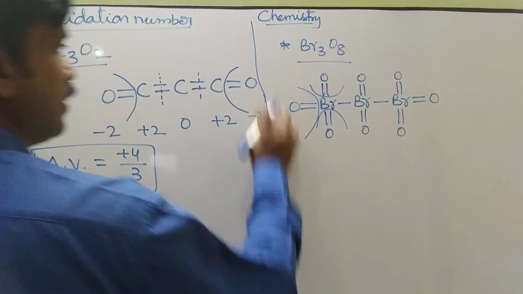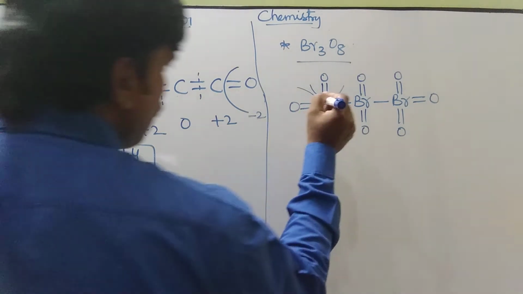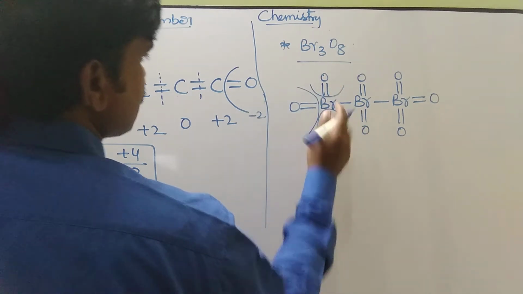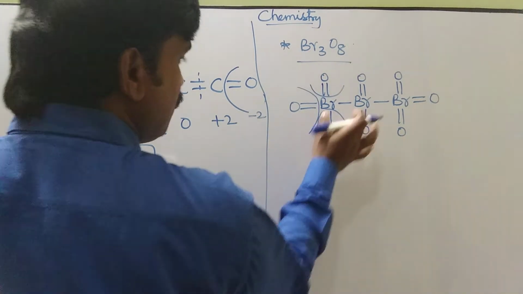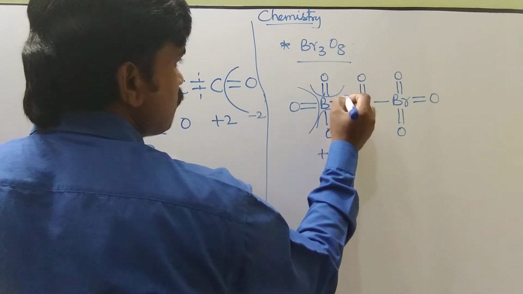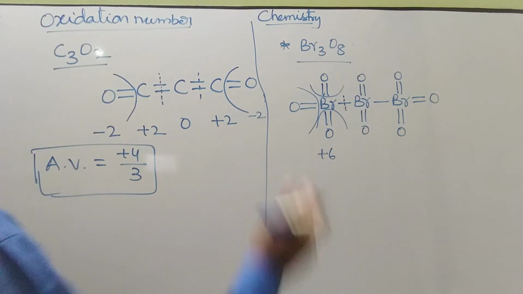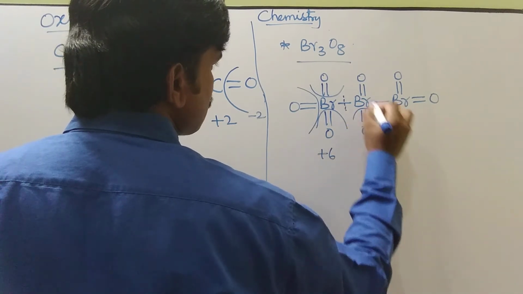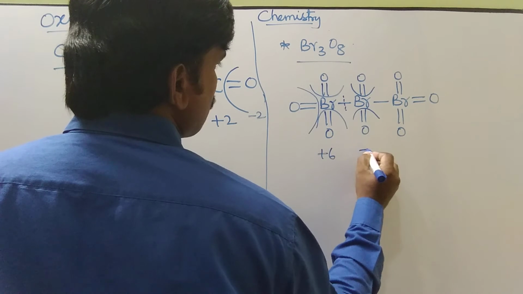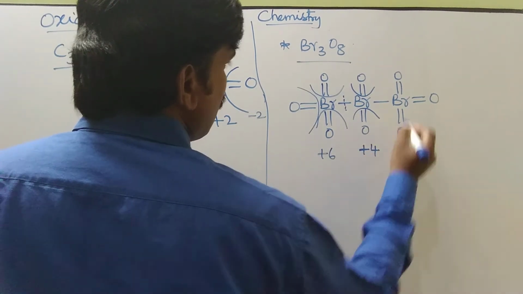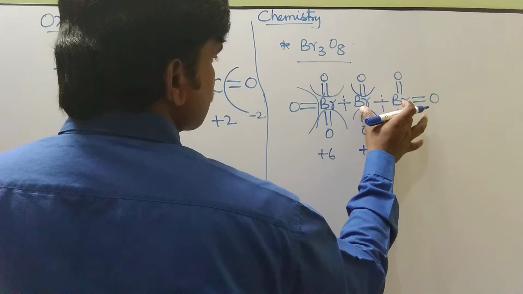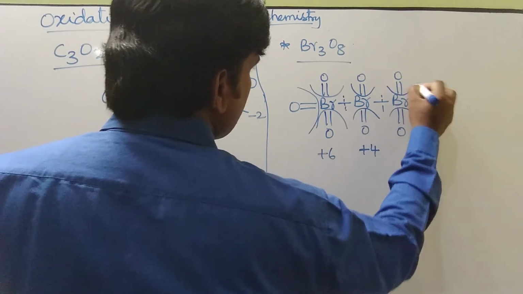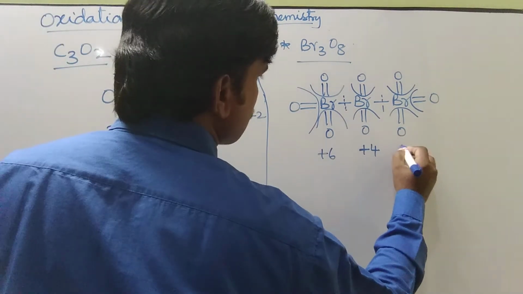All the bonds are occupied by the oxygens. That's why here the bromine oxidation state is 1, 2, 3, 4, 5, 6, so plus 6. Between two bromine atoms, these two are identical, that's why this bond breaks. So next, the second bromine to oxygen: these two oxygens are occupied by these bonds, so this bromine oxidation state is plus 4. And between two identical atoms, the bond breaks. And these bonds are occupied by oxygen, that's why this bromine oxidation state is plus 6.